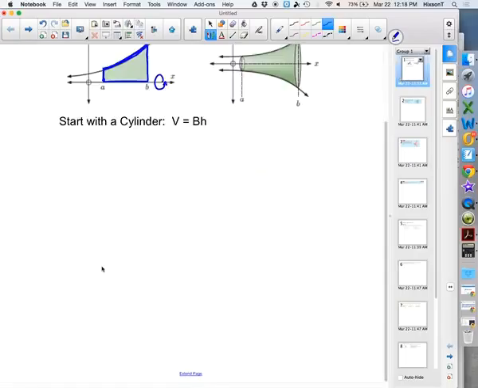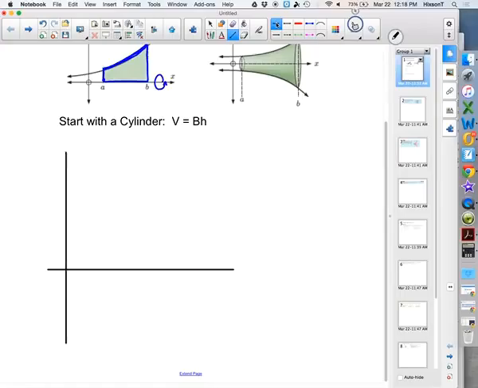So let's start with a cylinder. If we're looking at a cylinder, we could picture it. Let me draw. Here's our x-axis, here's our y-axis. For a cylinder, you know the formula is the area of the base times the height, and since the base is a circle, the area is pi r squared, times the height.